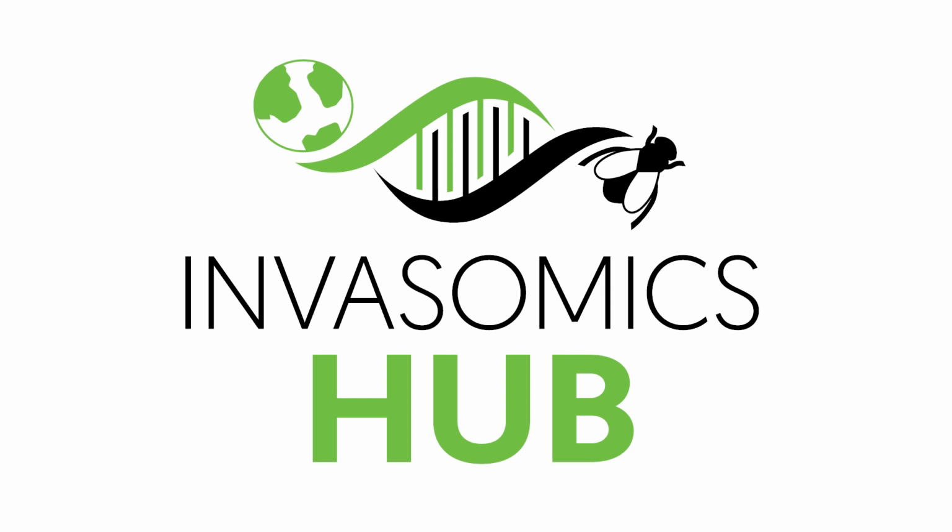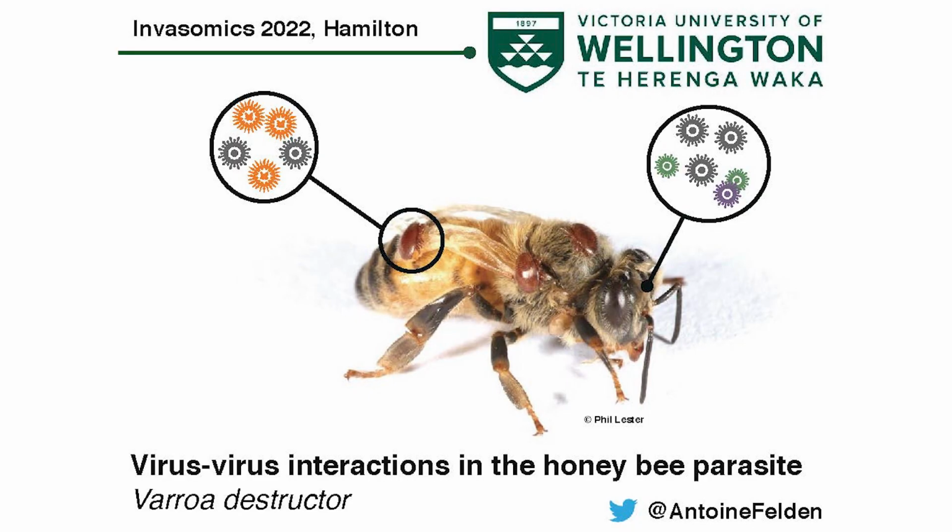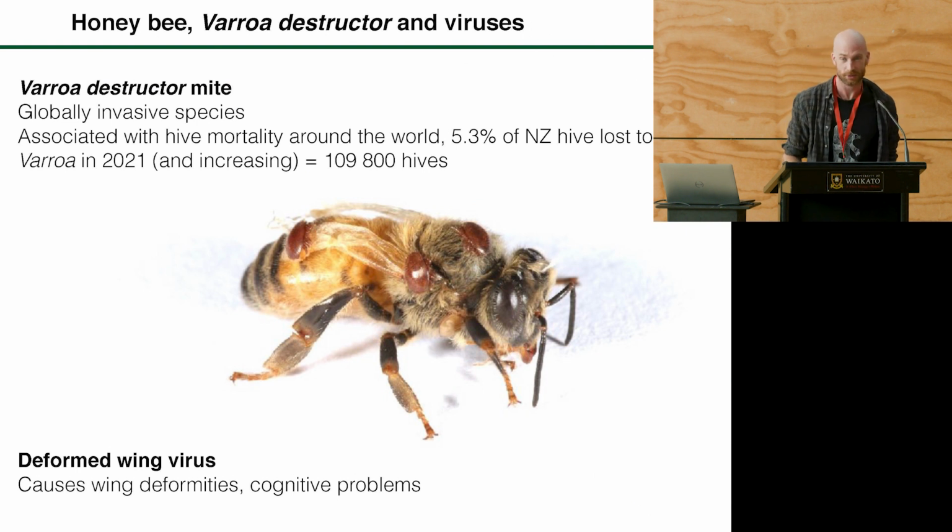I'm going to talk about the research we do on bee pathogens at Victoria Uni in Wellington, and especially about virus-virus interactions in the honeybee parasite Varroa destructor. So this bee that you can see here on the screen is not doing very well. You can see three varroa mites on its back.